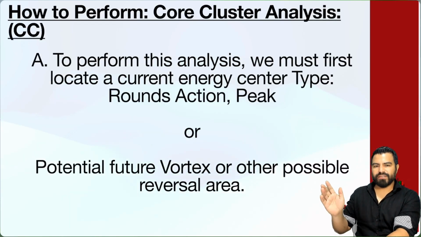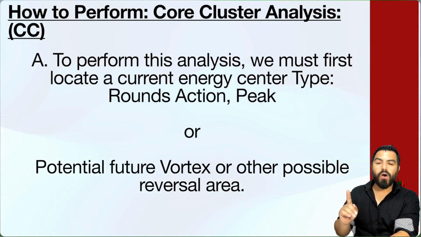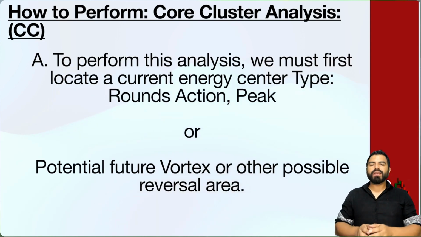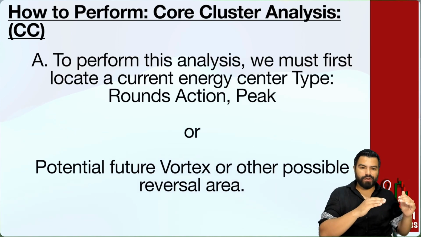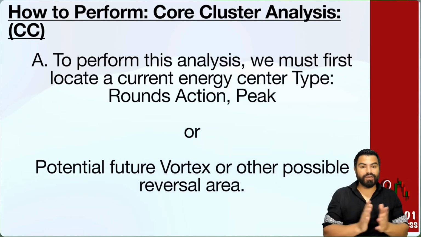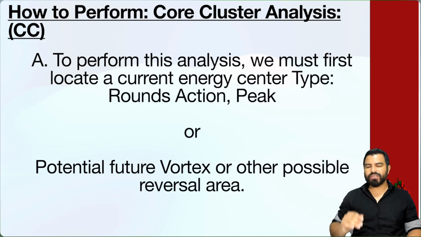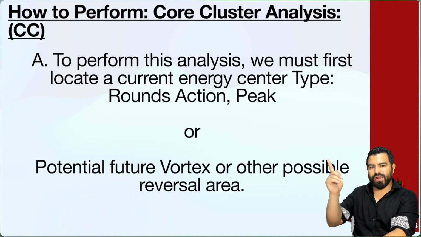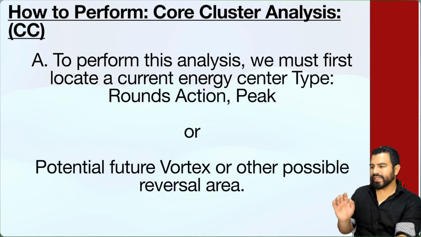To perform this analysis, we must first locate the current energy center type, either round action, peak, or a potential future vortex or other possible reversal areas. We can use this preemptively in the future and look for that analysis as it's forming. We can show one on USDT.D, the most recent, where price gets squashed into that area. But I'm going to primarily focus on the top two, round action and peak, because they already exist, and then we can use those for the rest of our analysis. So that's the first thing we need to do.